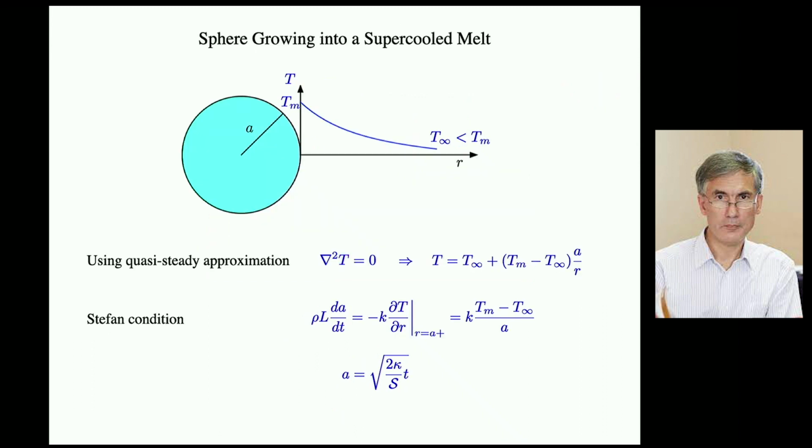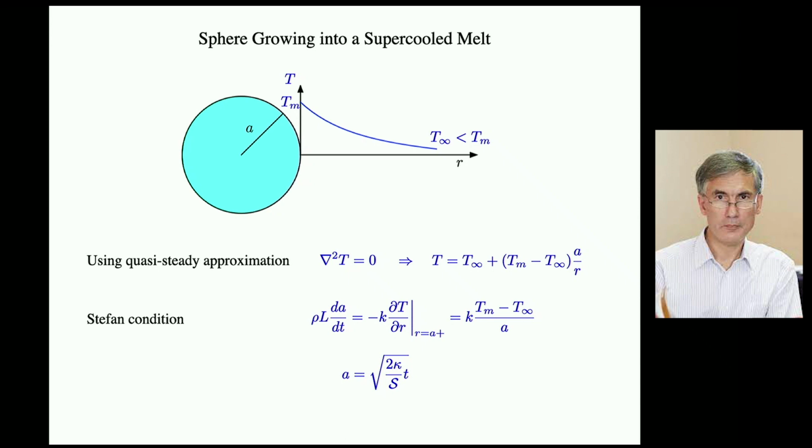So that's the next example I want to think about: I'm going to take a spherical solid object growing into a supercooled melt, a melt whose temperature is less than its melting temperature, its freezing temperature. Heat is going to get generated as this solid grows. It's going to get hotter. That's what we observed in the bag. And that heat is going to be dissipated into the liquid.